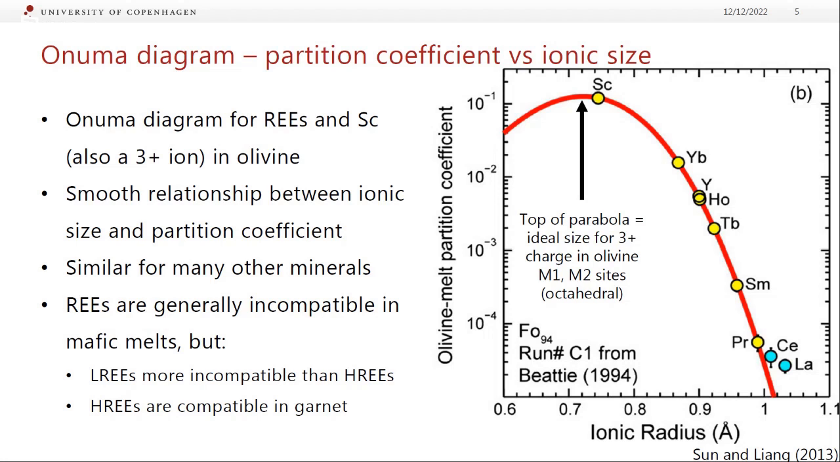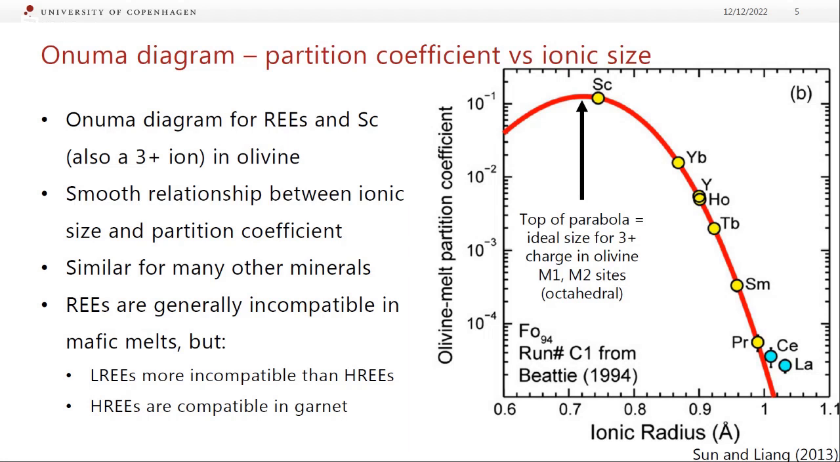So here we have the heavy rare earths on this end, so this is ytterbium, the second heaviest rare earth, and that has a smaller ionic radius than the light rare earths. It's still incompatible in olivine, but it's less incompatible. It's slightly more compatible, although it still doesn't fit very well. Lanthanum and cerium, which are the light rare earths, don't fit at all. They have very, very low partition coefficients, 10 to the minus 4, so that's 0.0001.